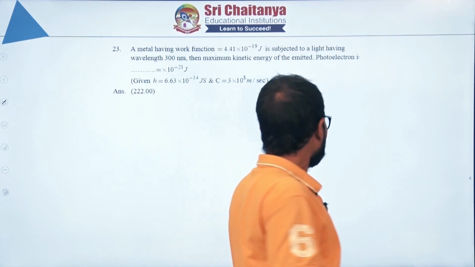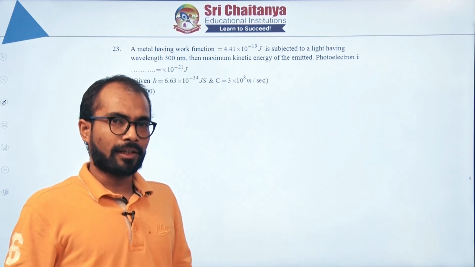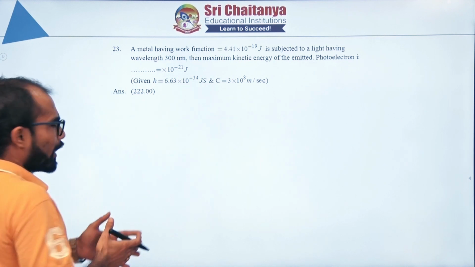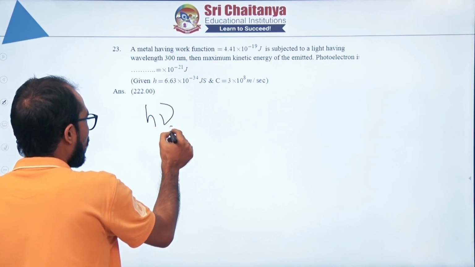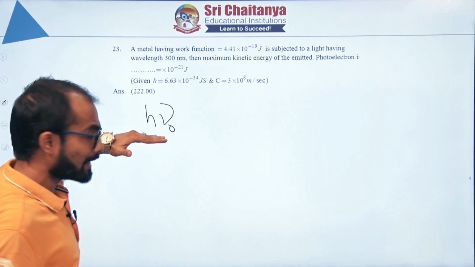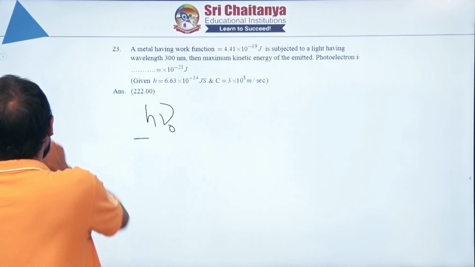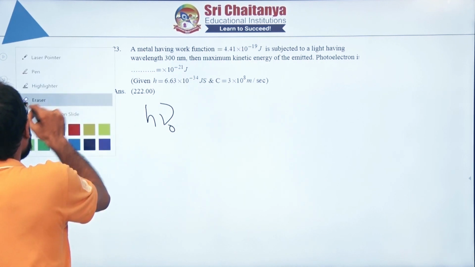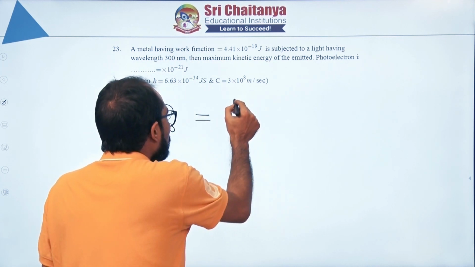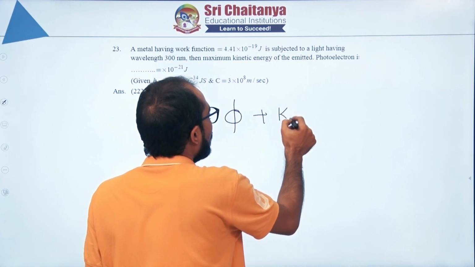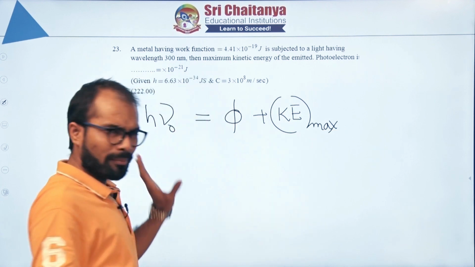Now, next question. This next question is again very easy, from atomic structure, photoelectric effect, very basic question. What is the equation that you have to write down? Whatever frequency you are subjecting to the metal surface, this is the incoming or incident packet of energy. This is equal to work function plus kinetic energy maximum. This is simply energy conservation. This is the incoming energy, right.